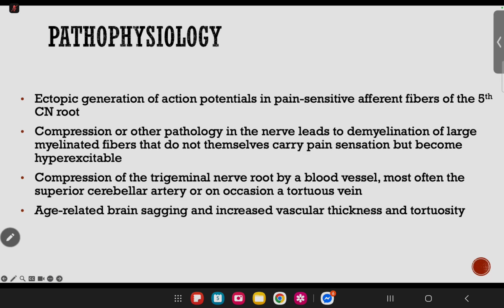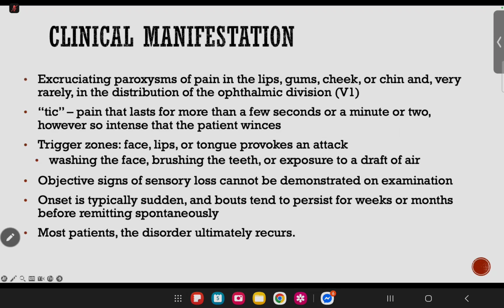Compression of the trigeminal nerve root by a blood vessel, most often the superior cerebellar artery, or on occasion a tortuous vein, is now believed to be the source of trigeminal neuralgia in most patients. So in cases of vascular compression, age-related brain sagging, and increased vascular thickness and tortuosity may explain the prevalence of trigeminal neuralgia in later life.